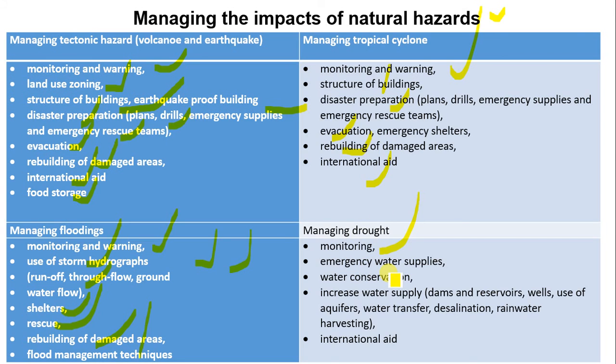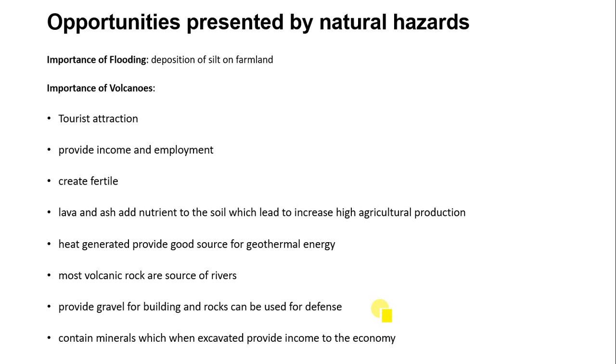By managing drought, you have emergency water supply, water conservation, increased water supply, and international aid, which will all help to manage drought. And increased water supply, such as creation of dams, reservoirs, water storage wells, use of aquifers, water transfer, desalination, and rainwater harvesting, are the various methods used to increase water supply.